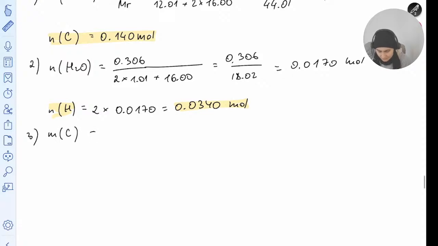So I find the mass of carbon atoms. It's moles times relative atomic mass, so times 12.01.